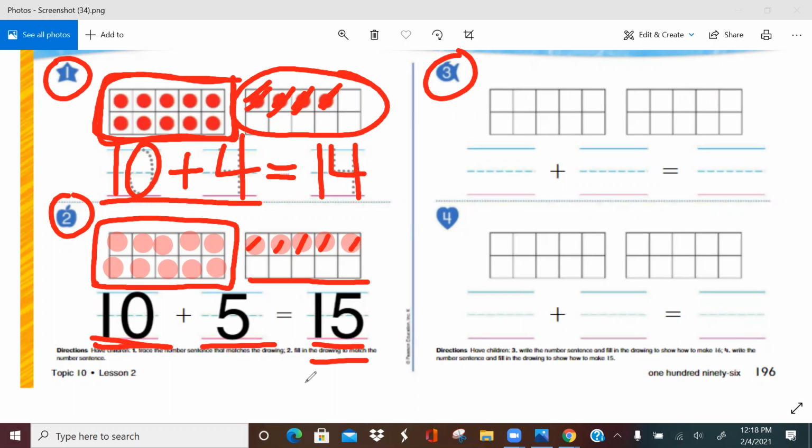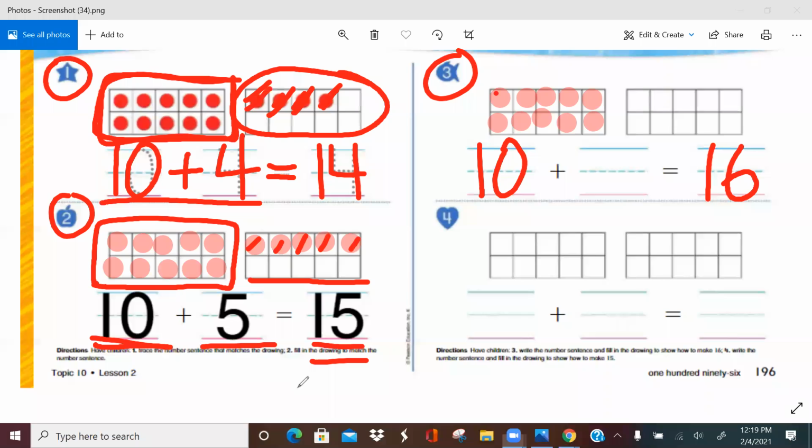Number 3, write the number sentence and fill in the drawing to show how to make 16. So we are going to make 16. Let's write 16 over here since we know that's what we need to make. So what do we do first in our 10 frames? We should fill the entire 10 frame because what is that going to give us? That's going to give us 10. Remember, we don't have to count that.